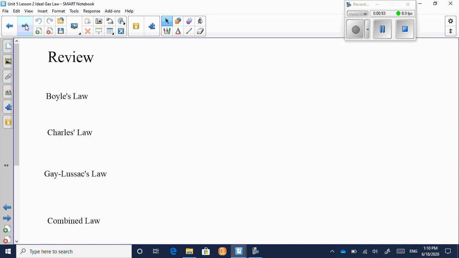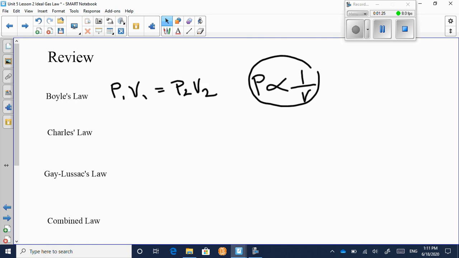Essentially we covered three laws, and then we put them together. Boyle's law relates pressure and volume: P1 V1 is equal to P2 V2. Pressure and volume are inversely proportional, and this relationship yielded this law. It makes sense when you think about it: the higher the pressure, the smaller the volume, or vice versa, the smaller the volume, the higher the pressure.